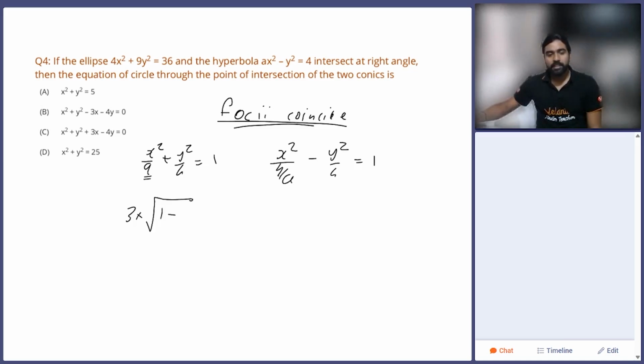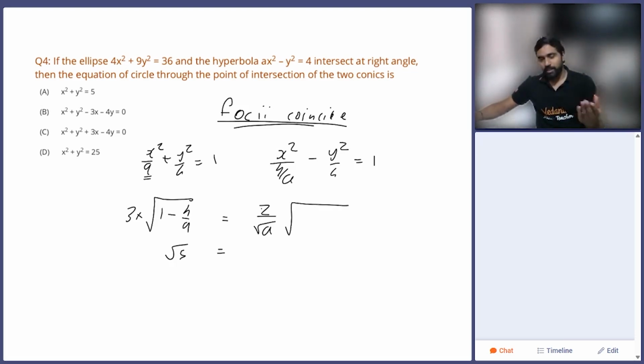3 into eccentricity, which is root of 1 minus 4 by 9, which is equal to root 5. So I can say that this is root 5. Over here, what are my foci? The value of a is a square, which is 4 upon a. So in terms of the standard hyperbola, a will be 2 upon root a into root of, what is the eccentricity? It is 1 plus b square upon a square. So basically 2 upon root a into root of 1 plus a. This is the expression that you have.